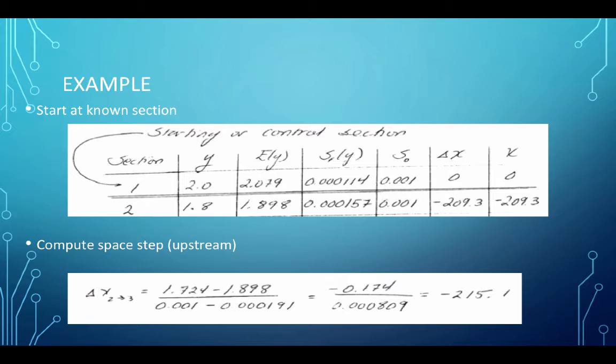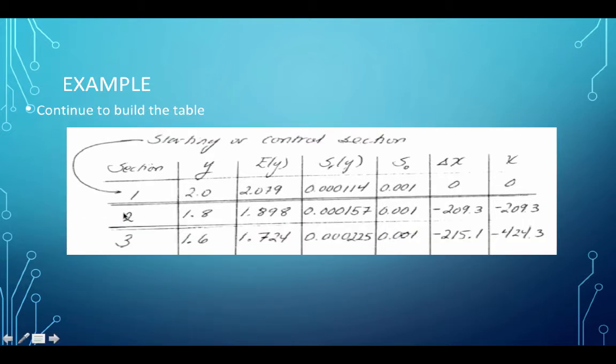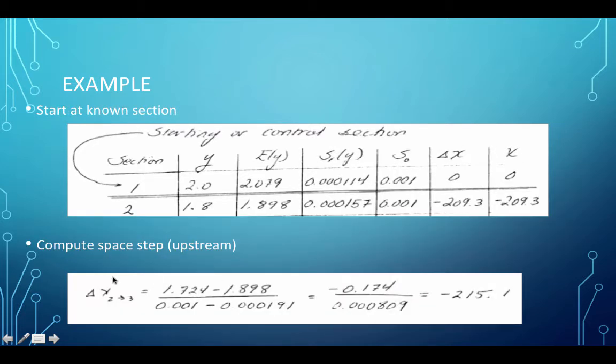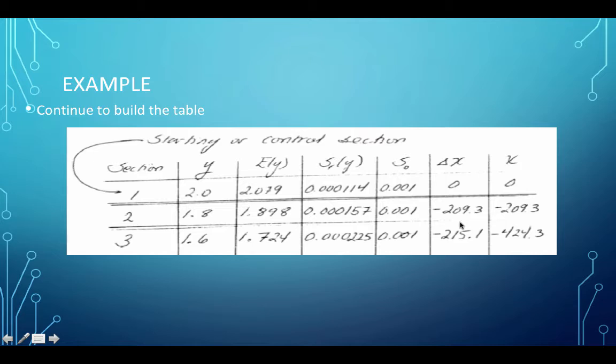Now we're going to go from section 2 to section 3. At section 3, we'll specify our depth at 1.6 meters, calculate our specific energy, friction slope at the section, bottom slope is known and constant, and we now calculate the distance between section 2 and 3 is a minus 215.1 meters. So we write minus 215.1, and right there in the table we have 3 points.